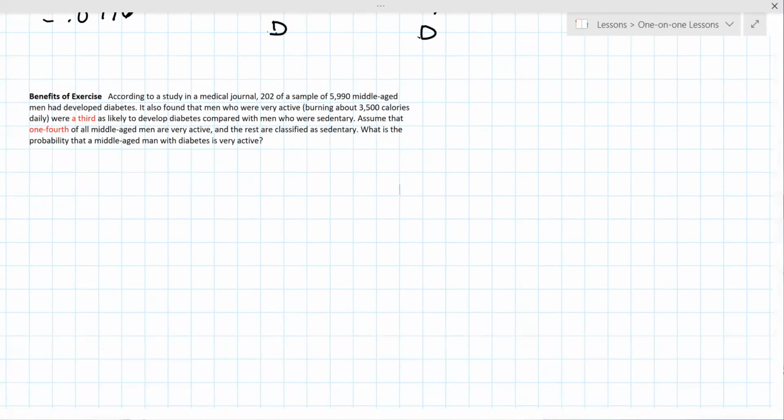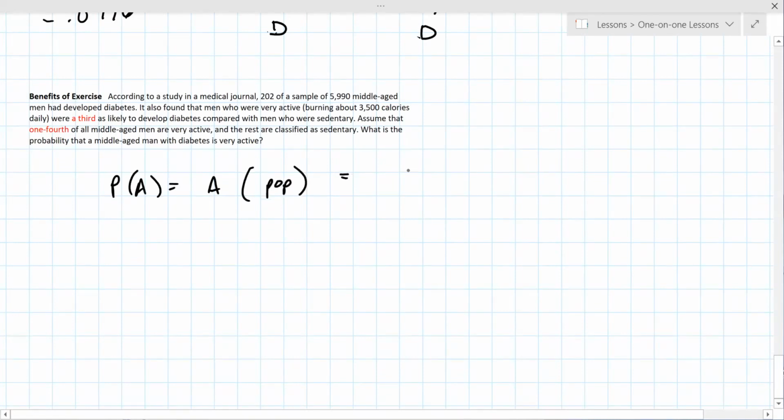So, all right. So it says that we're supposed to assume that 1/4 of all middle-aged men are active, and the probability of being active is equal to A times the population. So that's A times 1/4, which is A over 4. And then it says that sedentary men is 1 minus this 1/3, so then it ends up being 2/3.